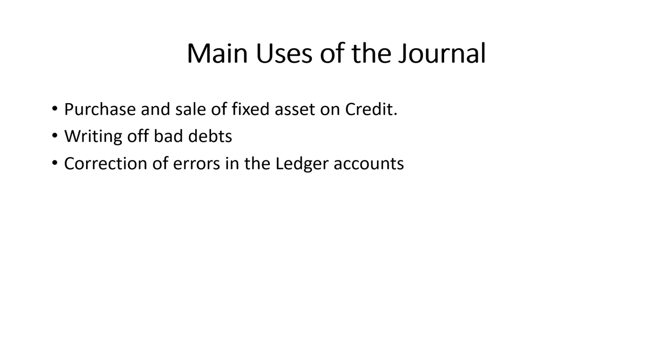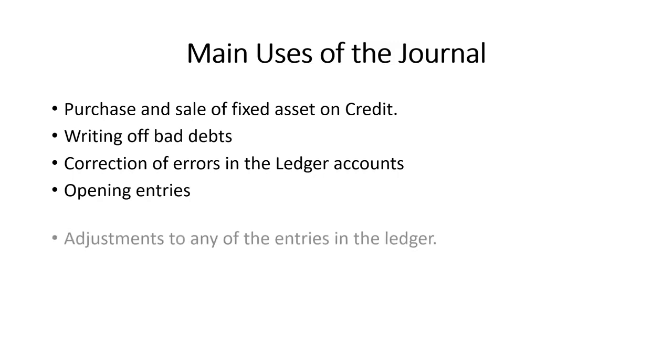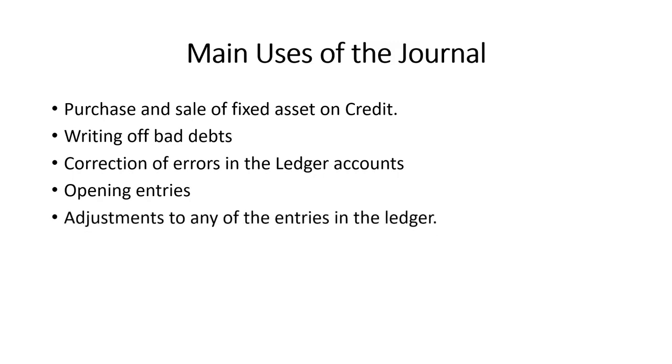We will be able to look at it in depth. However, our book of prime entry when we are correcting errors is the general journal. Then also we have opening entries. I'll be explaining this a bit more later on in the video using a worked example, and definitely also adjustments to any of the entries in the ledger. In case you need to adjust any entry in the ledger, the first entries are made in the general journal.